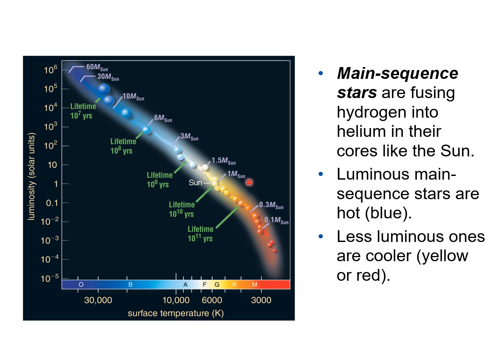Luminous main sequence stars are hot, and less luminous ones are cooler. So we have the blues, the whites, the yellows. We get into cooler, dimmer ones, orange and red.